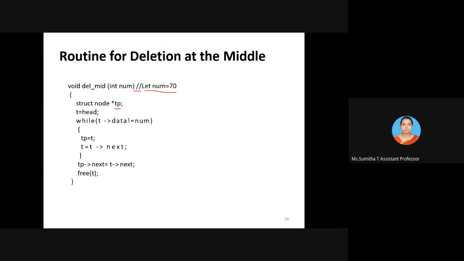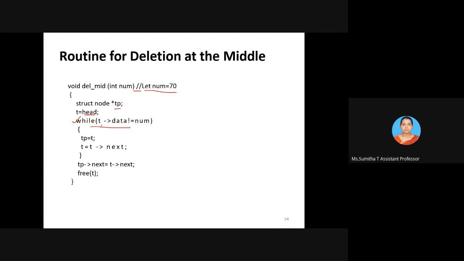Okay, so I start with the head node. The head node is assigned to the variable t. Now going to the while loop. Why am I doing this? I'm going to find the particular position, right? For that I need to travel through the list. How can I travel? With the help of a while loop I can travel through the list.